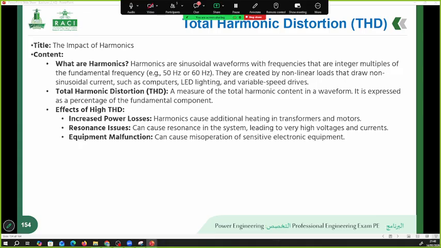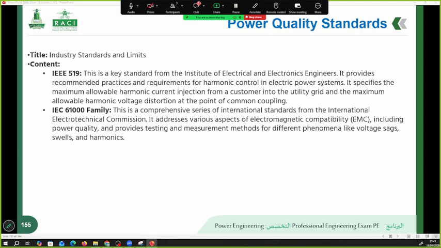However, in reality, this waveform can become distorted. Harmonics are sinusoidal waveforms with frequencies that are integer multiples of the fundamental frequency. For example, the third harmonic is at 150 hertz, and the fifth is at 250 hertz, and so on. They are primarily created by non-linear loads which do not draw current in a smooth linear fashion.